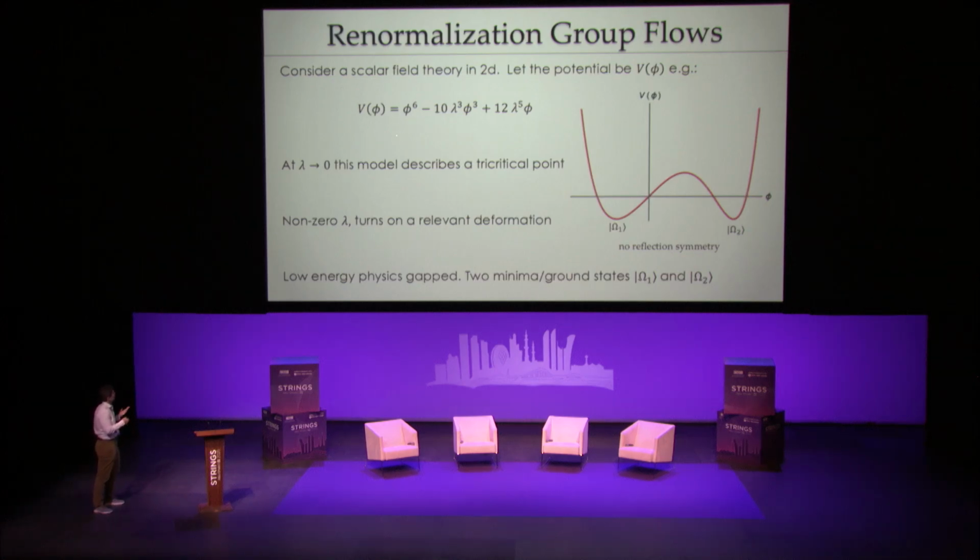It has a leading term, a phi to the 6th term, and if that's all there was, there would be a tricritical point, an interesting CFT at long distances. But we've also activated some lower order terms, some relevant deformation, and the effect of those terms is to gap the system. In this case, there are 2 degenerate minima, or in the quantum theory, 2 degenerate ground states. We'll call them omega 1 and omega 2.